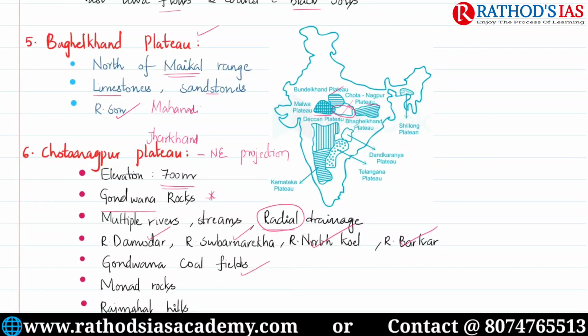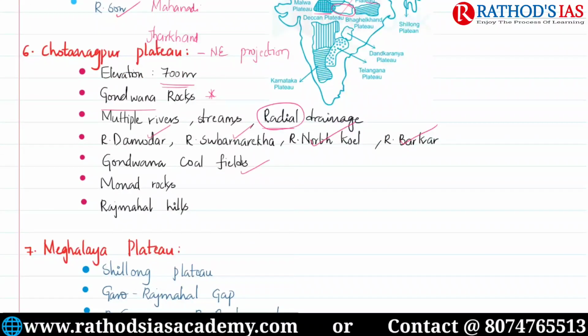And next, we can also see Gondwana coal fields are mainly present in this Chota Nagpur Plateau. And we can see the small Monadnock rocks are also famous here. Monadnocks are nothing but isolated hills with a very low elevated height. And the Rajmahal hills mainly form the northeastern edge of the Chota Nagpur Plateau.